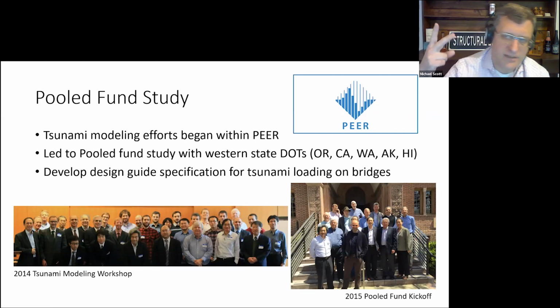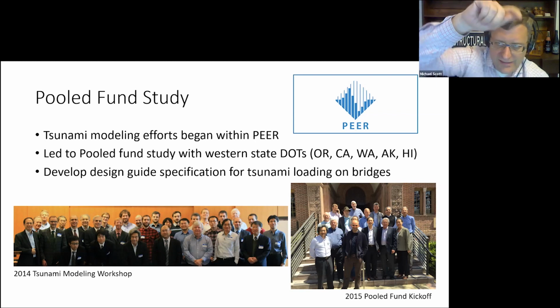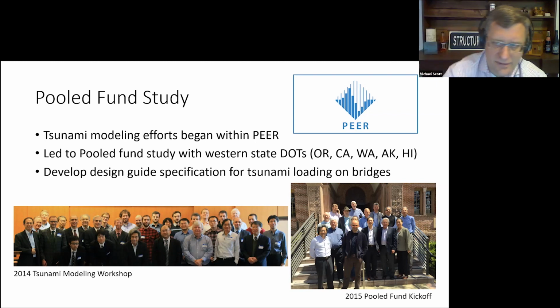So Oregon, California, Washington, along the West Coast of the contiguous United States, and then Alaska up north, and then Hawaii, of course, out in the Pacific, very prone to tsunami attacks from multiple directions. And the objective of the study was to develop some initial design guide specifications for tsunami loading on bridges.